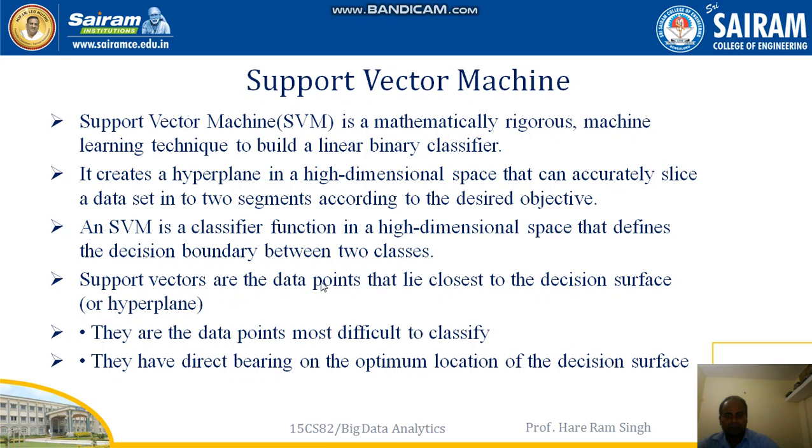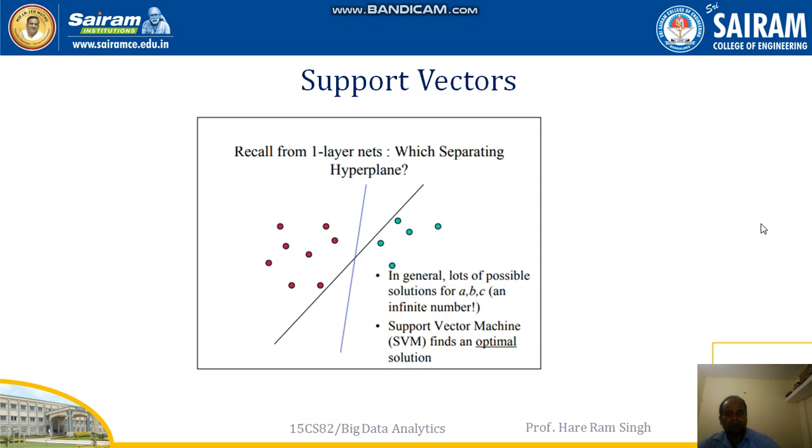Support vectors are the data points that lie closest to the decision surface. So, what are the support vectors? Support vectors are those data points which lie nearest to the decision surface or the hyperplane. They are the data points most difficult to classify. They have direct bearing on the optimum location of the decision surface.